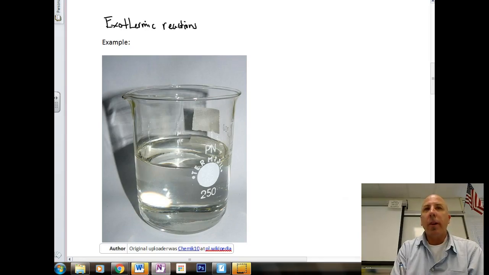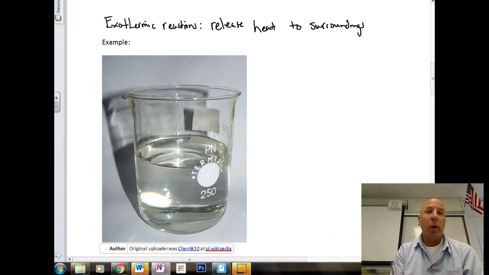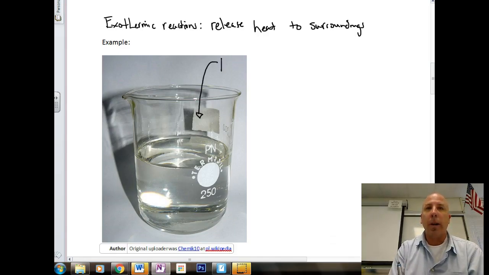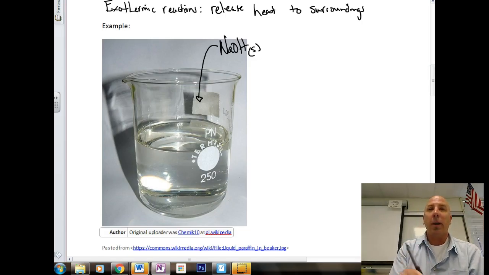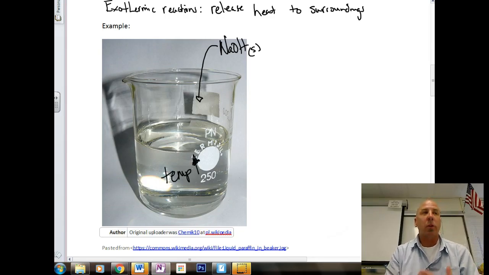Exothermic reaction. Now, what happens in an exothermic chemical reaction is we have a reaction that is going to release heat to the surroundings. So let's say we have a beaker of plain water, and into this water we were going to add something. So let's pretend into this beaker here we're going to add some solid sodium hydroxide. Now what happens is when you add solid sodium hydroxide to a beaker of water, the temperature is going to increase. The temperature goes up.